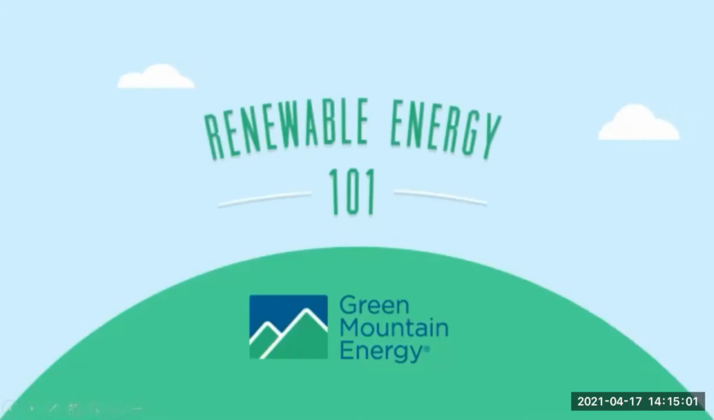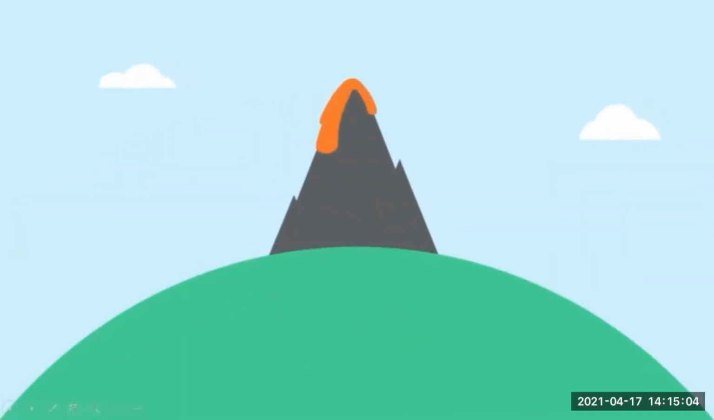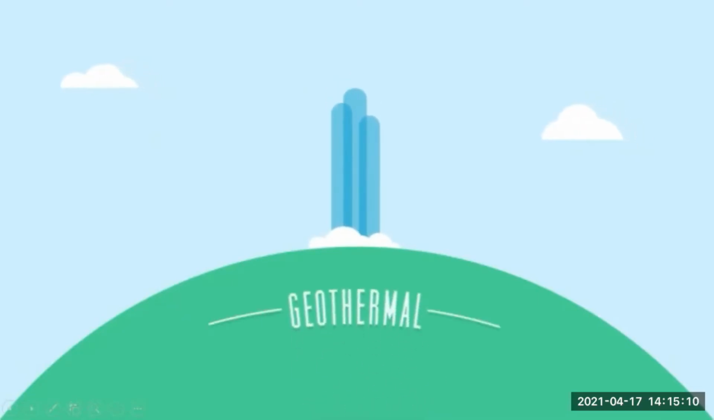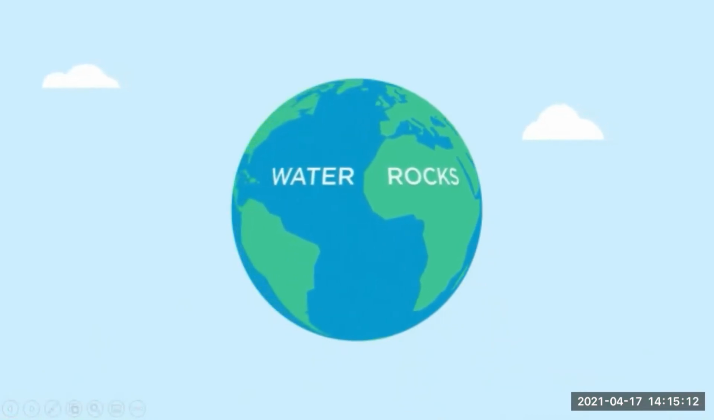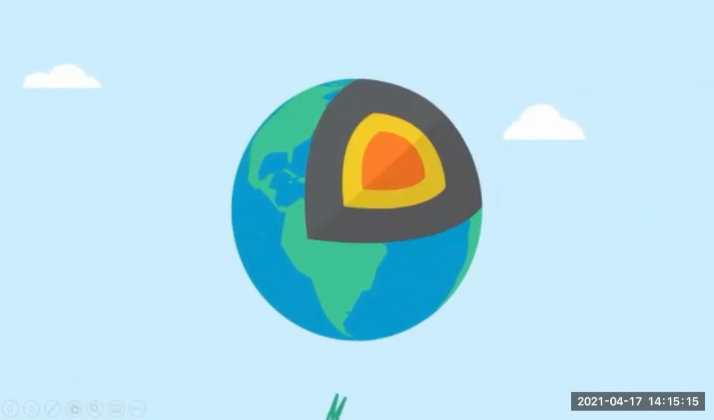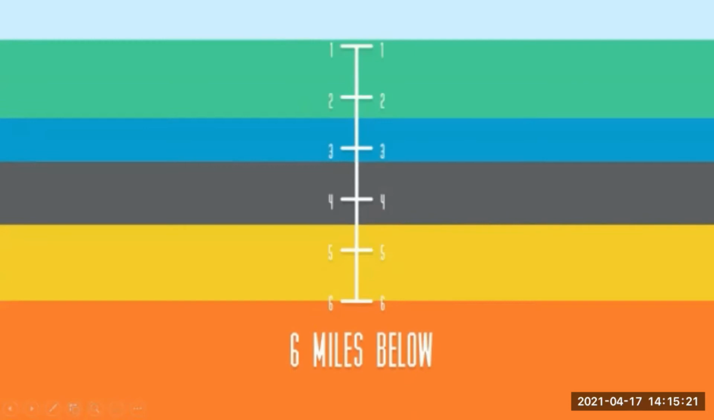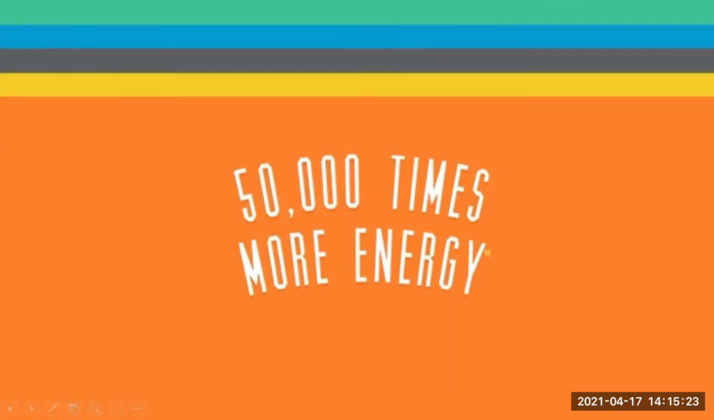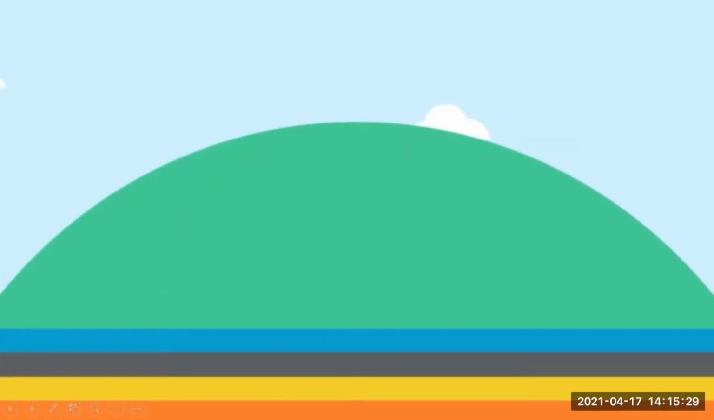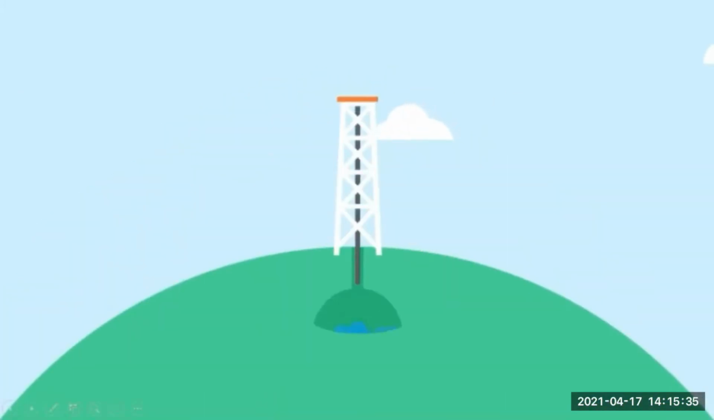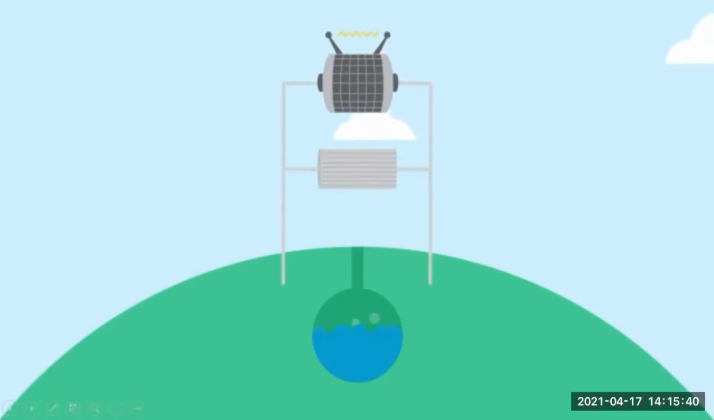Renewable Energy 101. If you've ever observed an erupting volcano or the geysers at Yellowstone National Park, you've seen geothermal energy in action. The Earth's crust is made of rocks and water. Deep below that is a layer of hot, molten rock called magma, which is even hotter than the sun's surface. The heat just over 6 miles below the surface contains 50,000 times more energy than all the oil and natural gas resources in the world. Releasing a small amount of that heat in the right way can create electricity. A well drilled a couple of miles deep can capture the rising hot water and steam. That steam spins a turbine, and a generator produces electricity.